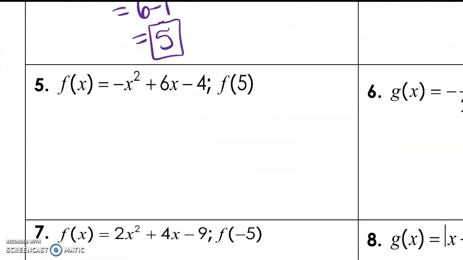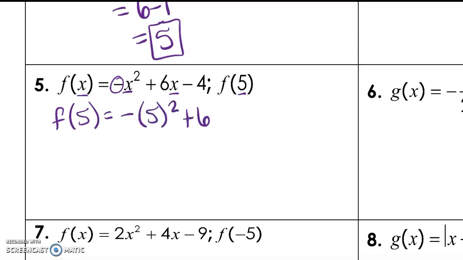Number 5, we're finding f of 5, but here you have to be careful with this negative sign. That does not go inside the parentheses. We are squaring 5 and making it negative. So it should look like this. f of 5 equals negative parenthesis 5 squared plus 6 parenthesis 5 minus 4.